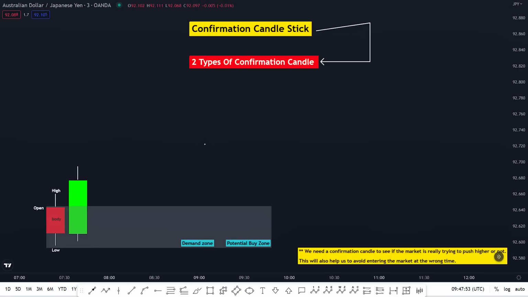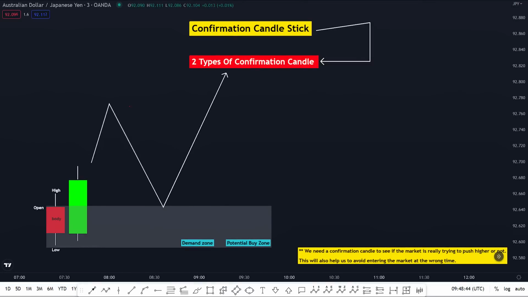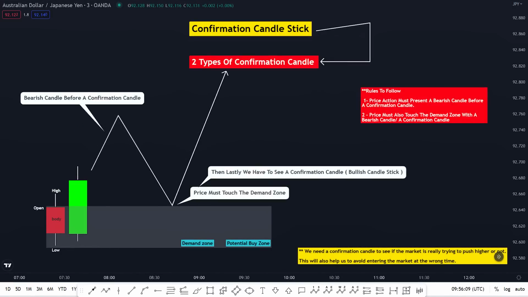So let's begin. If you have a demand zone like this on your chart, you will predict that the market will push higher first, then come down to the zone before pushing higher one more time. But there are other rules that we need to follow first to ensure that we have proper rules set. After having a demand zone, there are some candlesticks that we need to see before we can confirm. The first one is that we need to see a bearish candlestick before a confirmation candle. The second rule is that we need to see price action touching the zone. Then lastly we have to see a bullish candlestick. And guys, these rules must follow each other like that.